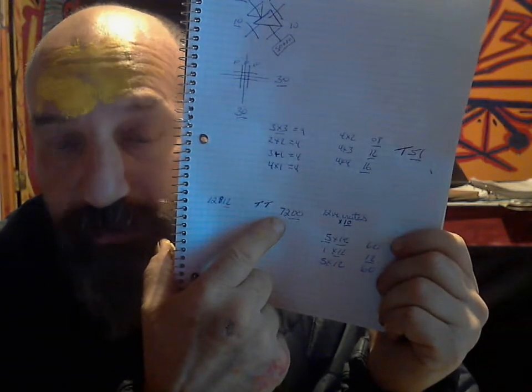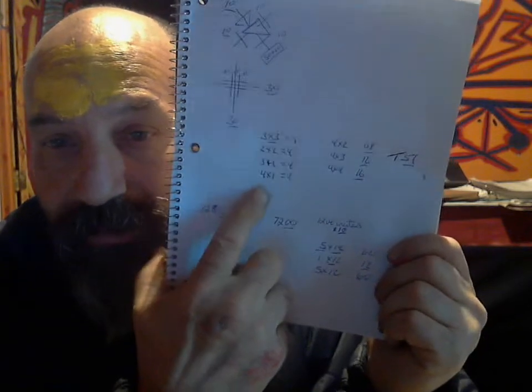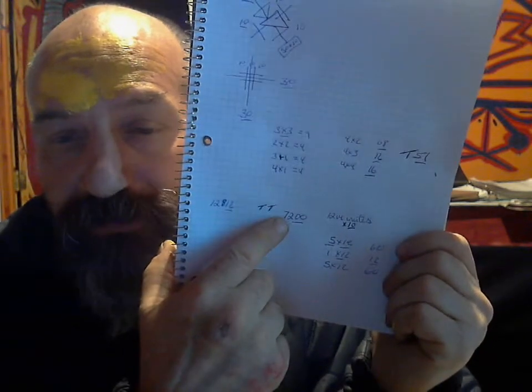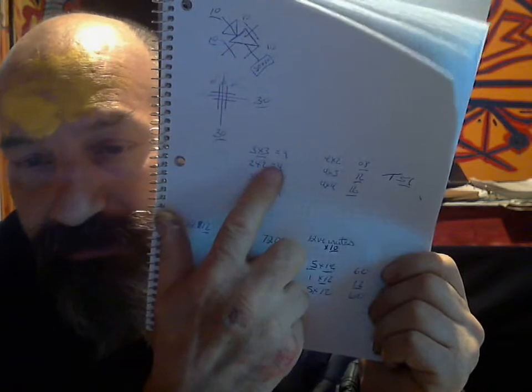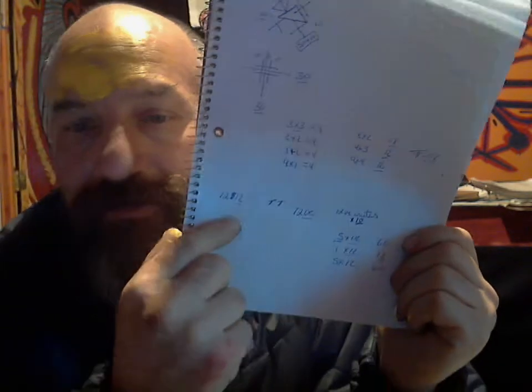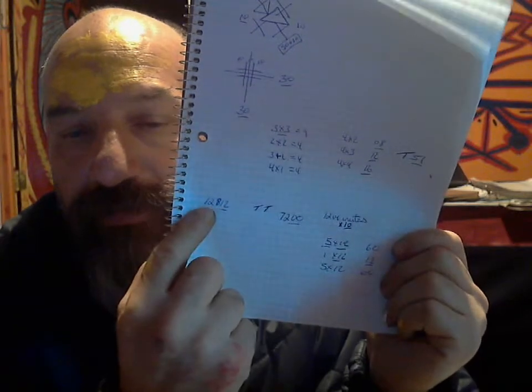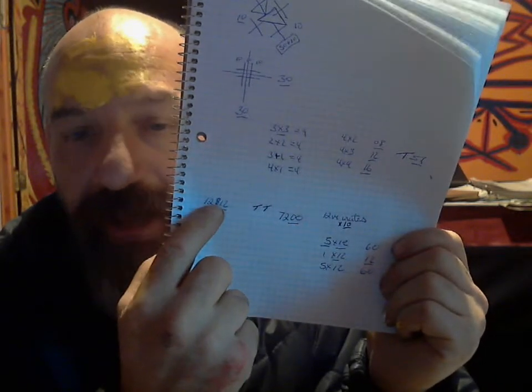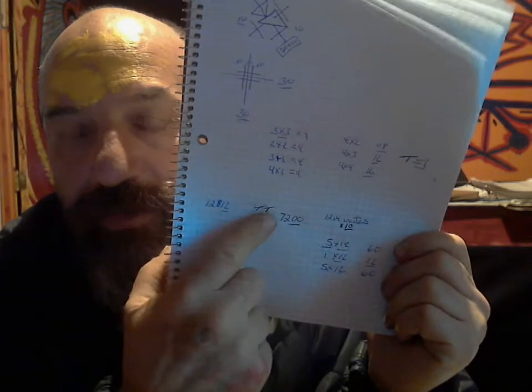7 times 2 is 14. AD, 1 times 4. 7 plus 2 is 9, equals 9. 9 and 14 equals 23. The 12th letter and the 8th letter equal a total of 20, TT.